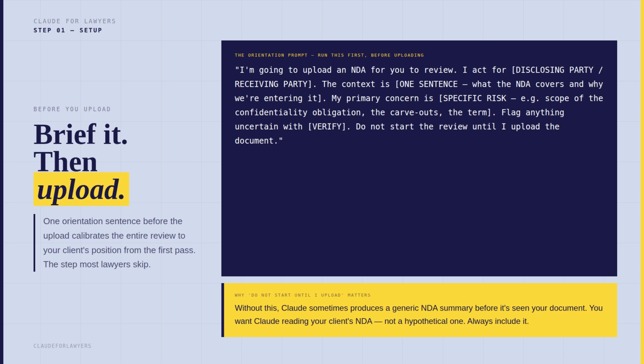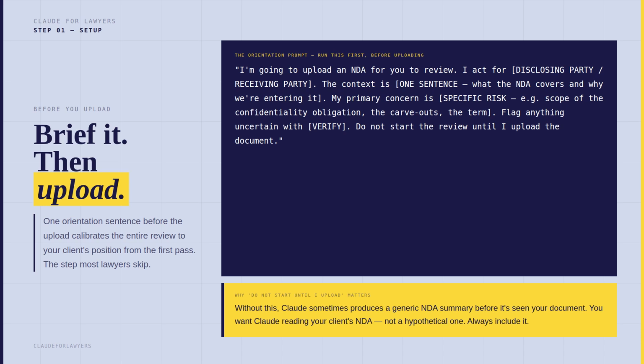Here's the orientation prompt. I'm going to upload an NDA for you to review. I act for the disclosing party or receiving party. The context is 1 sentence, what the NDA covers and why we're entering it. My primary concern is specific risk or issue. For example, the scope of the confidentiality obligation, the carve-outs from the definition, or the term and post-termination obligations. Flag anything uncertain with verify. Do not start the review until I upload the document.